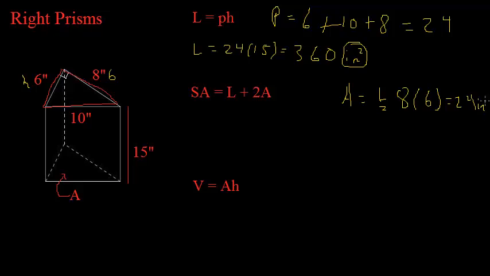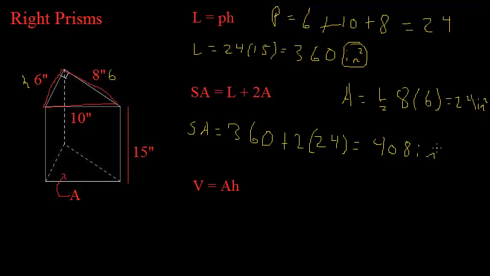Again, we are in inches squared. Surface area is equal to our lateral surface area, 360 inches squared, plus 2 times our area of the base, 24. So we have 2 times 24 giving us 48, plus our 360, we get 408 inches squared as the surface area of this right triangular prism.